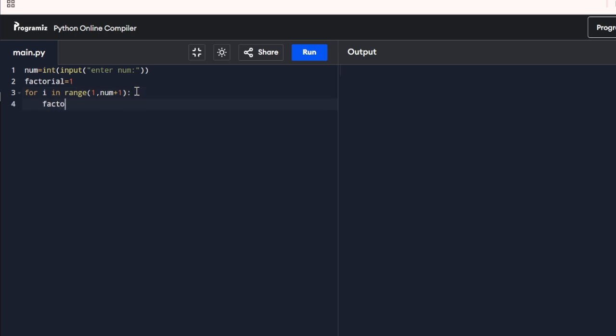So factorial is equal to factorial into i. This is the most important thing here, which is the main basic logic of the code. So you should remember it.